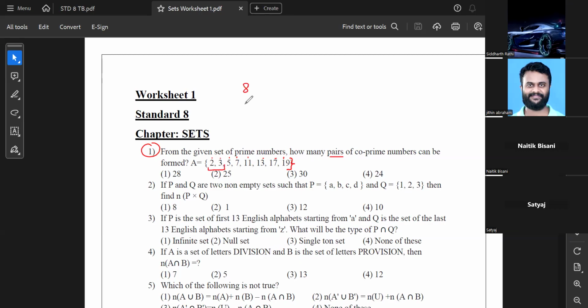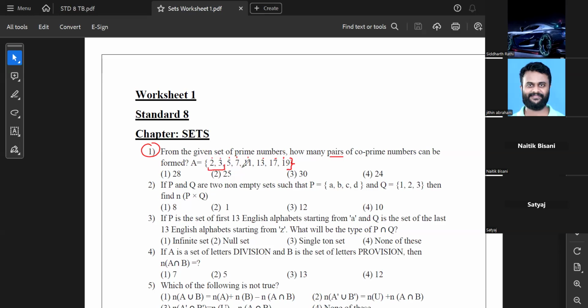There are like 8 numbers. So 2 and 3 can also be a pair, 3 and 5 can also be a pair, 5 and 7 can also be a pair, 2 and 7 can also be a pair, and 2 and 5 can also be a pair. So there are so many different combinations of pairs which we can find.